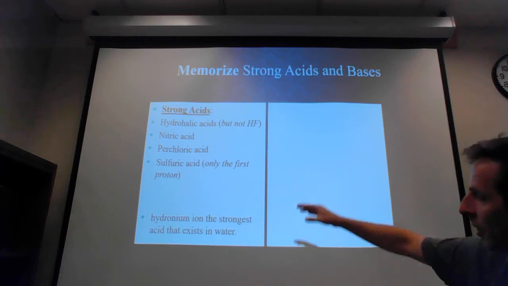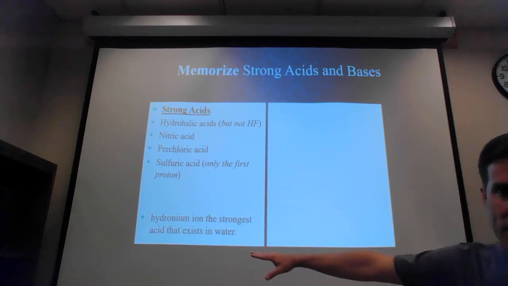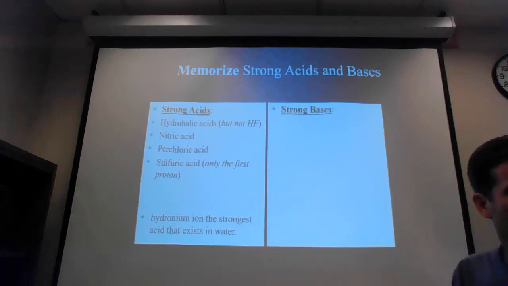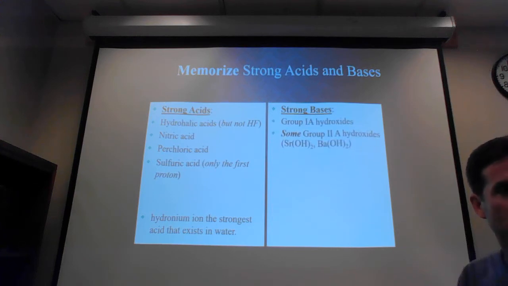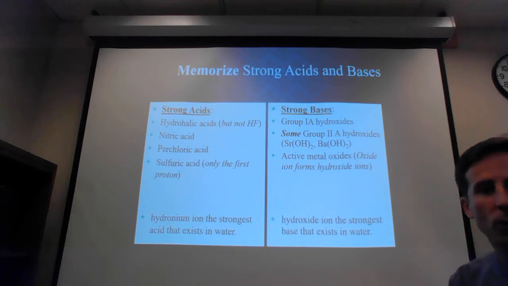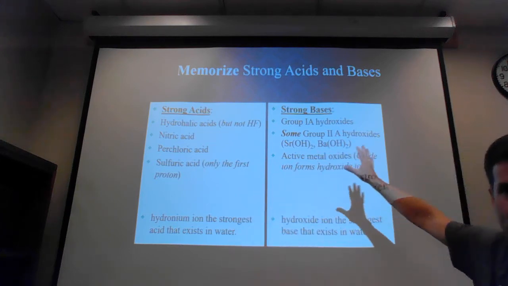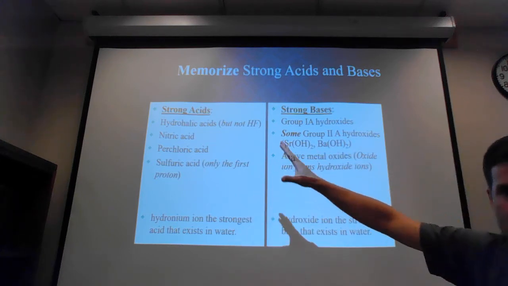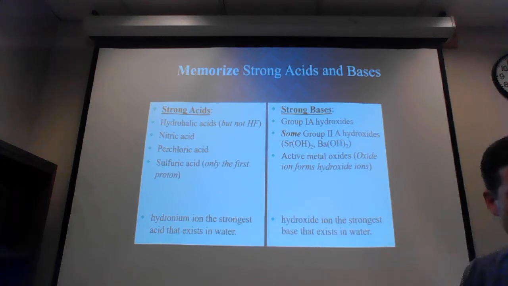And then all of those are stronger acids than hydronium. Then we have our strong bases. Those are group 1 hydroxides, the bottom of the group 2 hydroxides. Any metal oxides that we put in, again, we talked about that's kind of a special one, but those are our strong bases. Again, our weak acids and bases are going to be anything that's not on this list must be either a weak acid or a weak base.